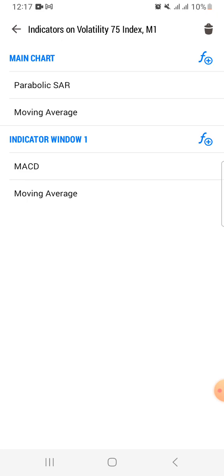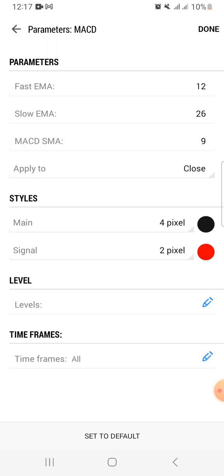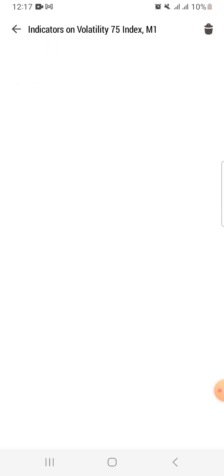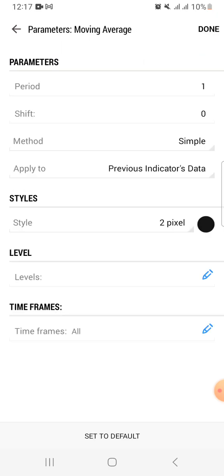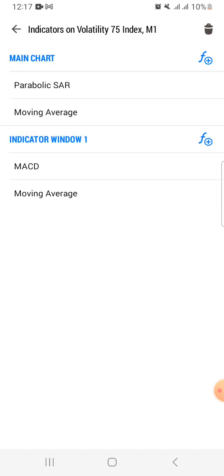Then you add MACD. Add MACD to the indicator window. You set it to default, and the main will be black. The signal will be red. You press done. You add moving average to it. Period 1, simple, previous indicators window, and the style is 2 pixel, any color that you choose to, and press done. So you go back.